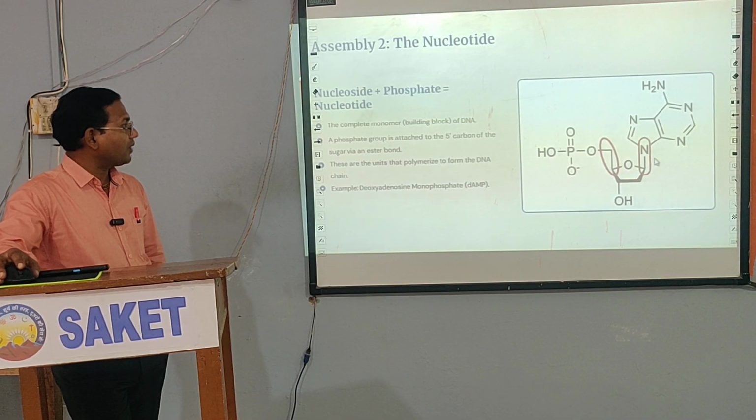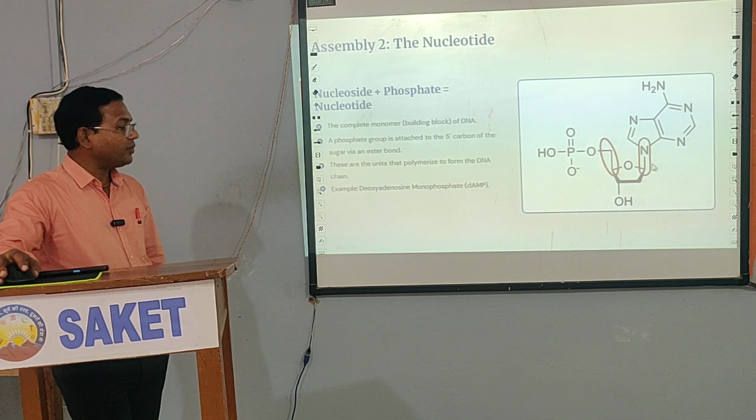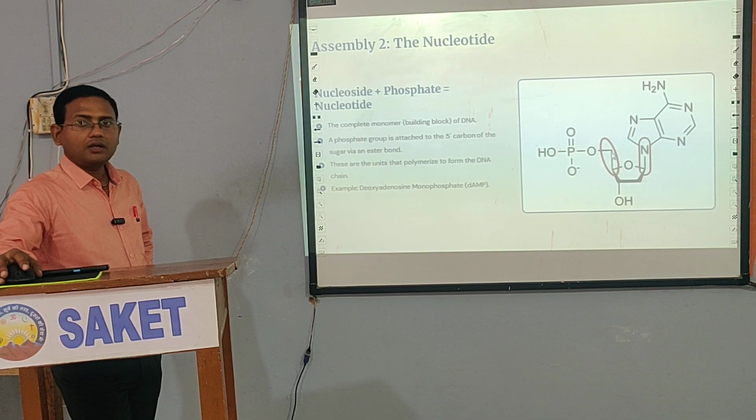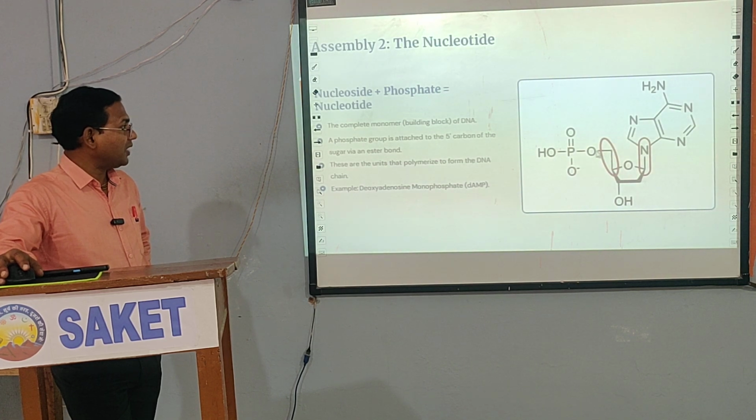And so here this structure, this is the nitrogenous base, this is the sugar, and together this much structure is known as nucleoside. So this bond is the beta glycosidic bond, and this is the 5th carbon of the sugar, the deoxyribose sugar, and the 5th carbon is connected with the oxygen of the phosphate group.